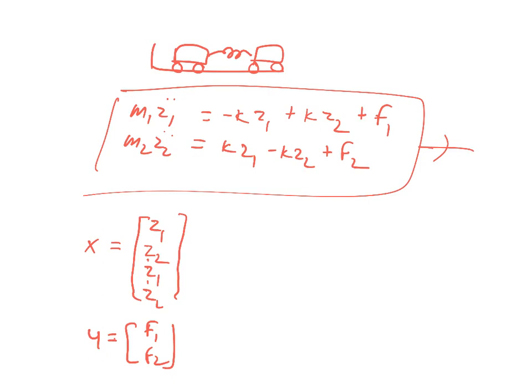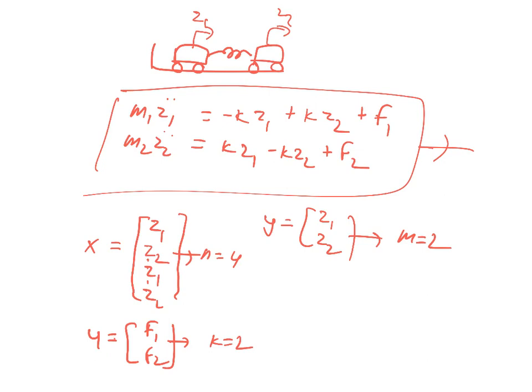Let's say you have a magical sensor which can read Z1 and Z2. So your y is z1 and z2. Now you can see what n is here. What is the dimension of the vector? 4. So n is equal to 4. We have 4 states. How many inputs? k equals 2. We have 2 inputs. How many outputs? m equals 2. We have 2 outputs.